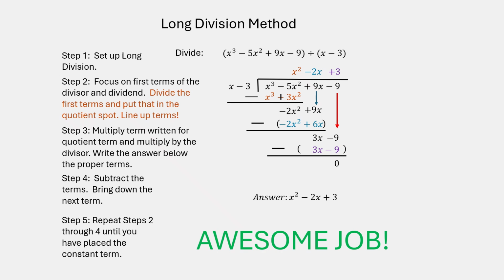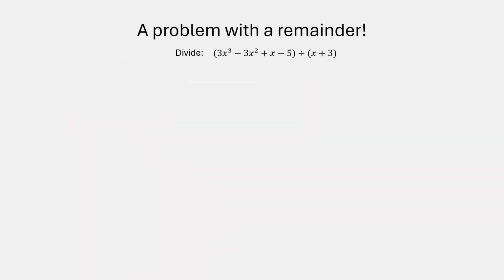Let's move on to another example. Let's look at the problem with a remainder. So if we have a remainder in here, that means that the x plus 3 won't divide evenly into this polynomial. Will you know that ahead of time? Not necessarily. Is there a trick to find out how?